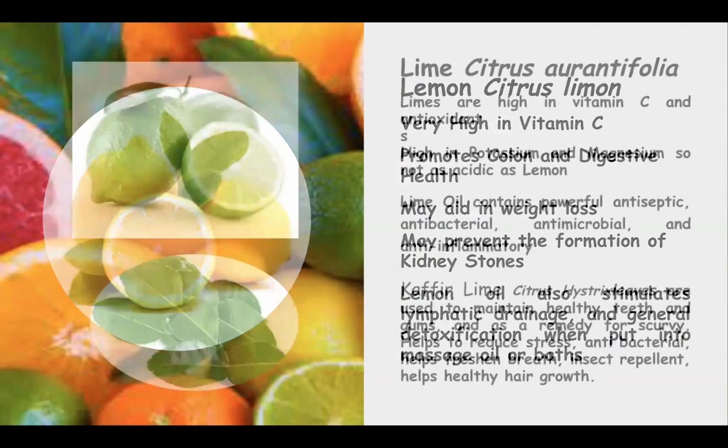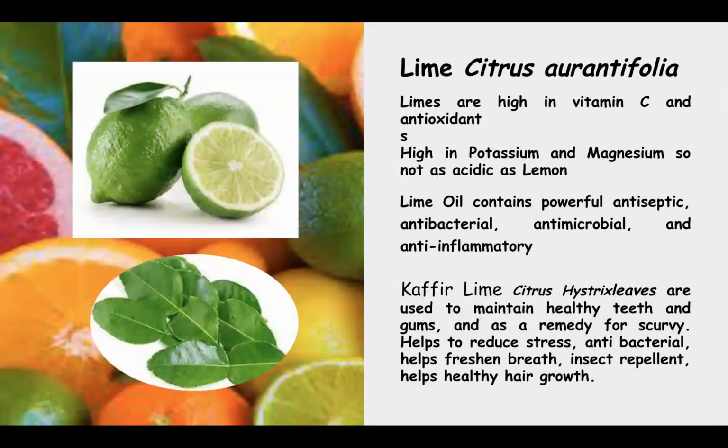Now, lime, which is Citrus aurantifolia, is a nice option if you're like me and you're very acidic, and if you drink a lot of lemon juice, it really starts bothering you. Limes are also very high in vitamin C and antioxidants. They're high in potassium and magnesium, which means they're not as acidic as lemon. And lime juice is, as I say, an alkalinizer of the blood. It's really helpful for that.